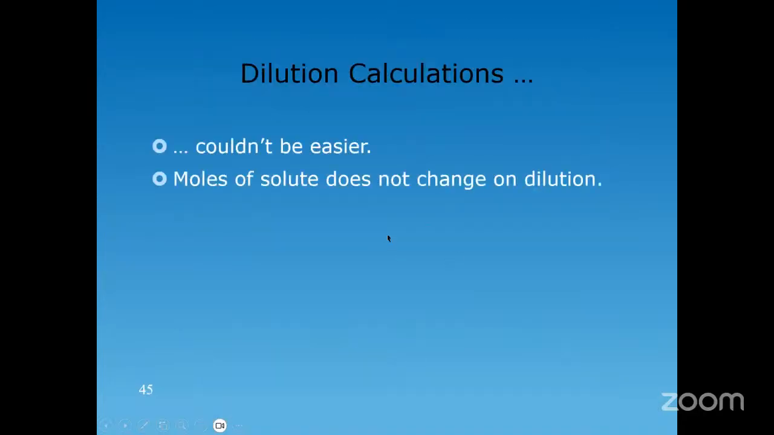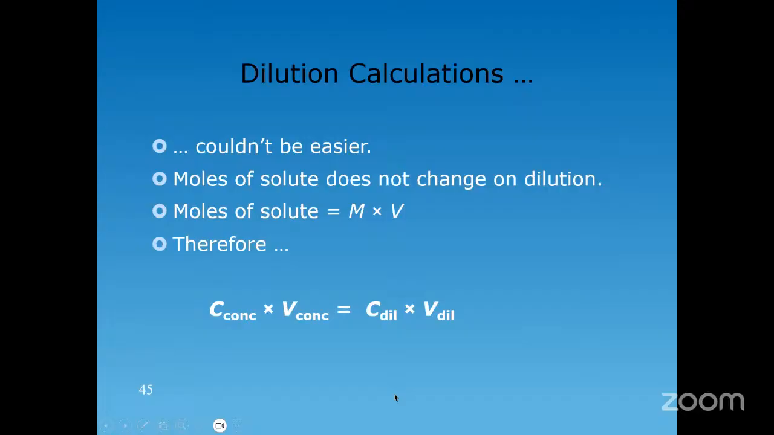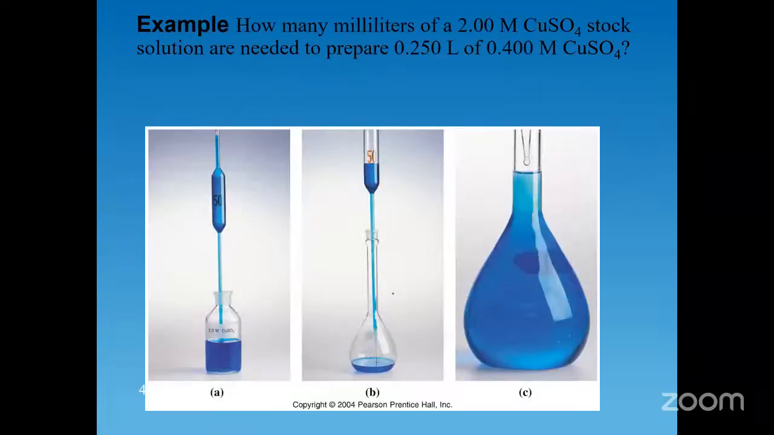And the way to relate the initial and final concentrations and volumes is very easy. It's based on the fact that the moles of the solute doesn't change, which means that the molarity times the volume is a constant, right? So therefore, we can represent the relationship between the concentration and the volume of the more concentrated solution to the same terms for the more dilute solution. Personally speaking, I prefer to use C1V1 = C2V2, right? C1 and V1 would be the initial concentration and volume. C2 and V2 would be the final concentration and volume, right?